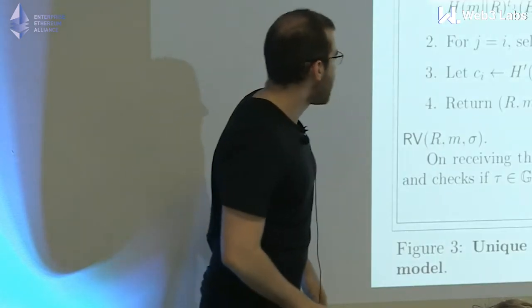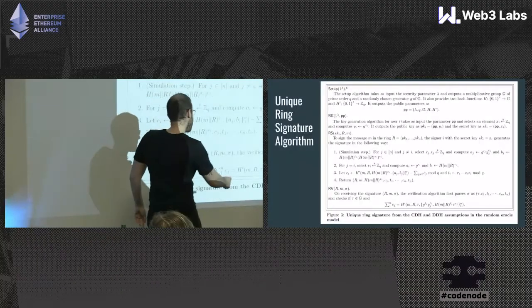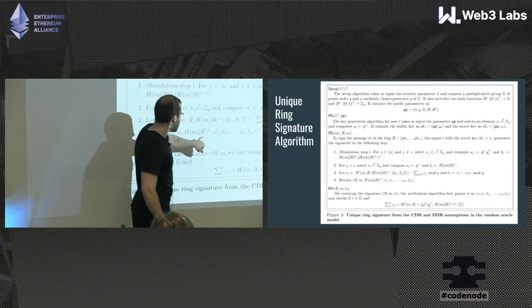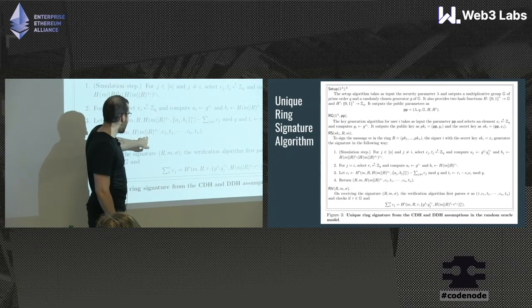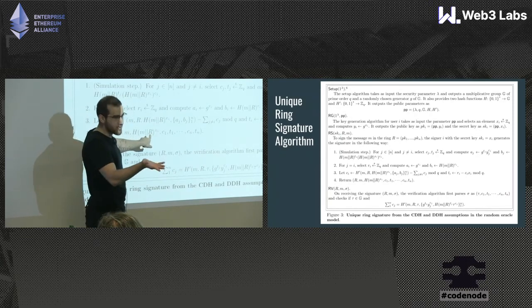So the tag, which is tau here, is always the same because of how it's generated. This is how tau is generated. For a certain signer, here's the signer's private key. You take the hash, this is hash to the curve point, of the message, the ring instantiation, concatenated with the set of public keys, and power that by the signer's private key. So only the signer can generate this tau, and it's not reversible because of the discrete logarithm problem.